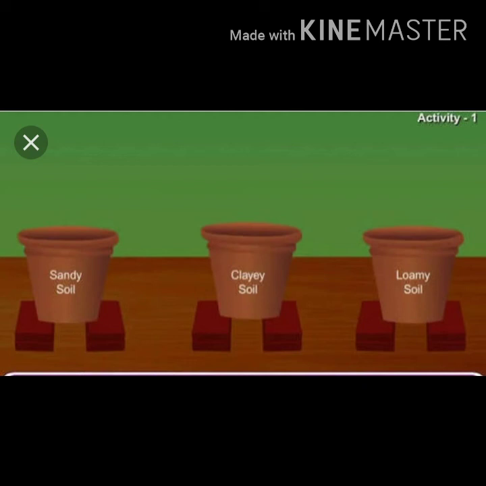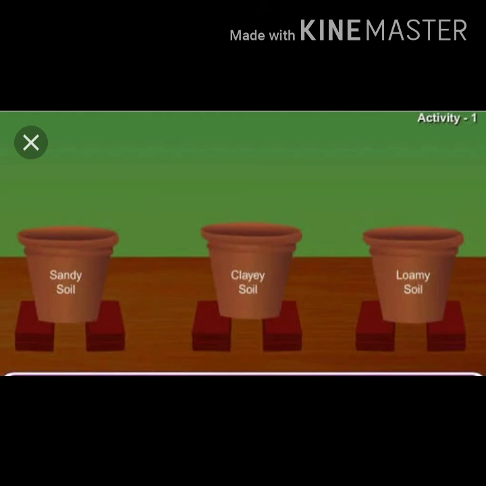This clay soil can hold the water in it. The water stays stagnant. That is why it is good for growing crops such as paddy, wheat, etc. So clay soils have little air but they are heavy as they hold more water than the sandy soil.